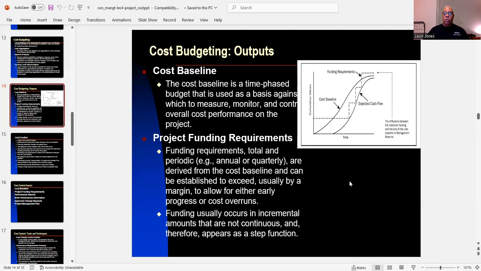Funding usually occurs in incremental amounts that are not continuous, and therefore they appear as a step function. And that's what you have here. This is a step function. You have your cost baseline right here, and then you have your expected cash flow and your funding requirements. And this is what we call our step function.